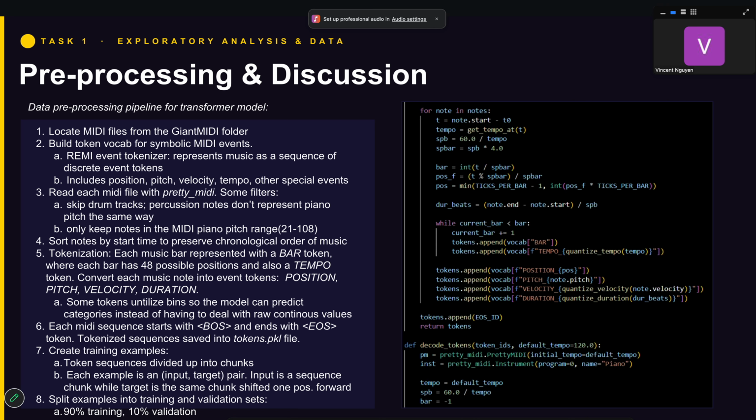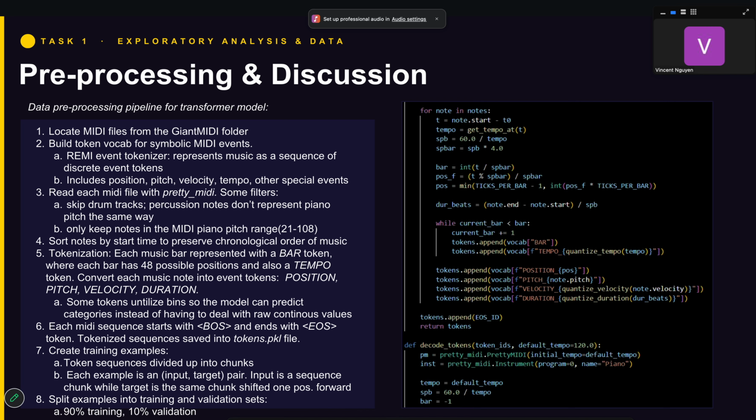And then we read each MIDI file. Some filters include skipping drum tracks and only keeping notes that are in the MIDI piano pitch range. Next, we sort notes by start time to preserve the chronological order of the music. The next step is our tokenization step. Each music bar is represented by a bar token, where each bar has 48 possible positions, and it's also represented by a tempo token. Then we convert the notes into event tokens.